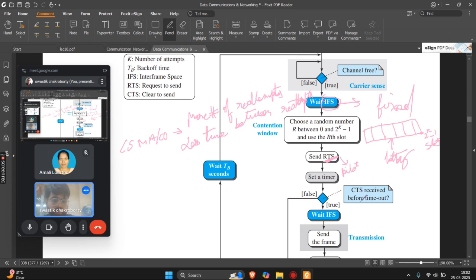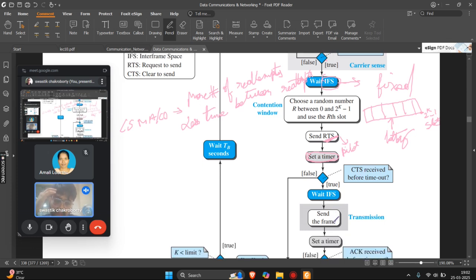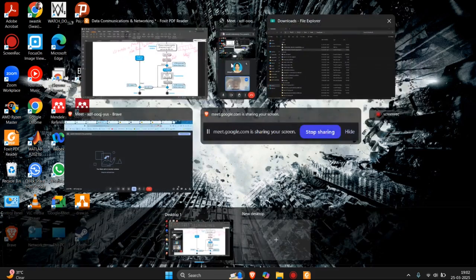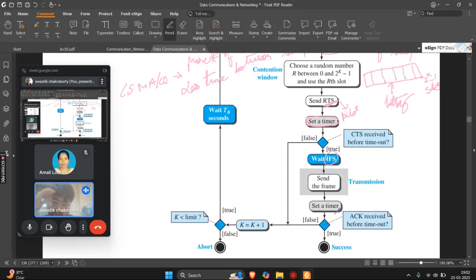You can start transmitting. So you will start a timer after sending the RTS packet and wait for the CTS. Is the CTS received? Yes. Then you wait for another IFS time, which is a constant time, and then you send the frame, and then you start a timer again. If you receive an acknowledgement before the timer runs out, that means your packet has reached the receiver. But if you do not receive an acknowledgement, that means k equals k plus 1, and you will reattempt.